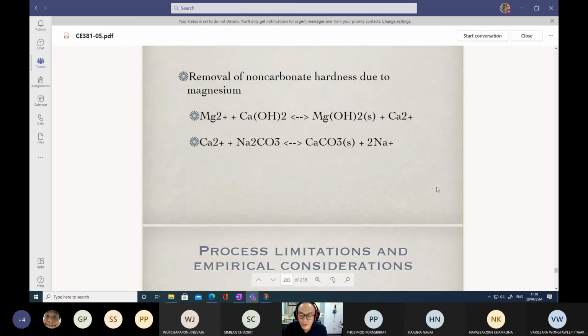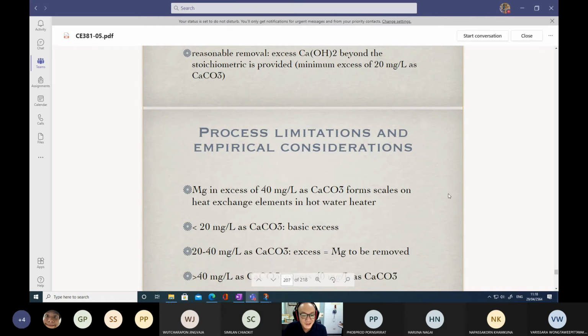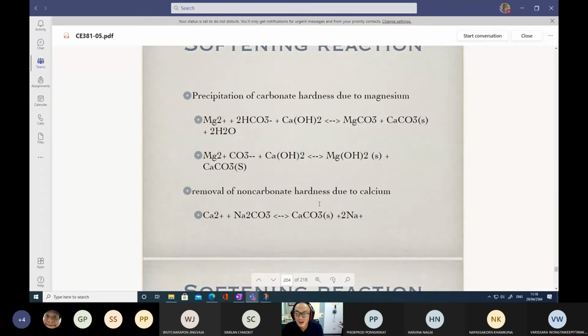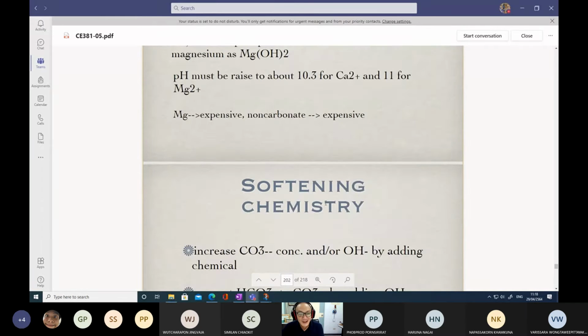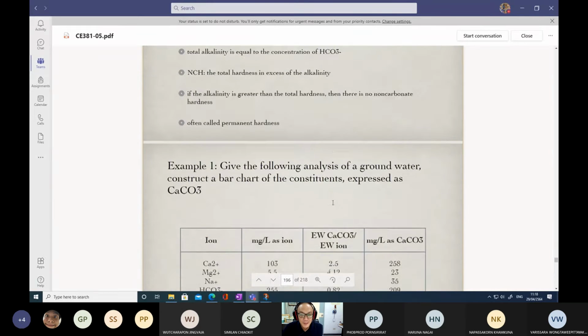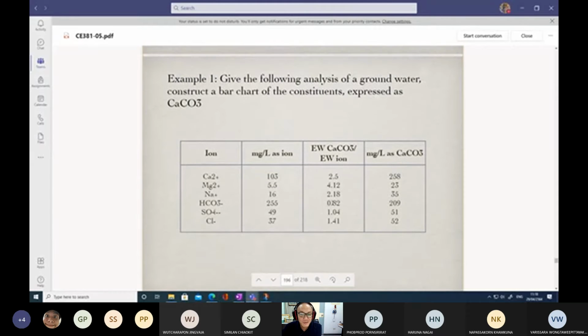Okay, now we are going to move a little bit into the process to control the hardness in water. Okay, so before we move into the calculation, first, I need you to look at this example.